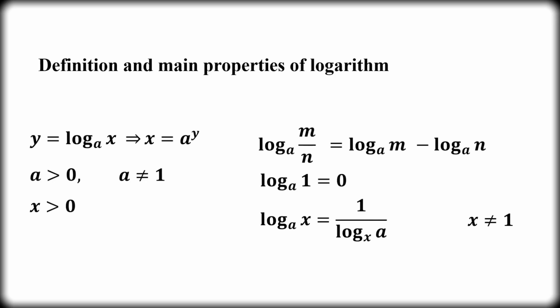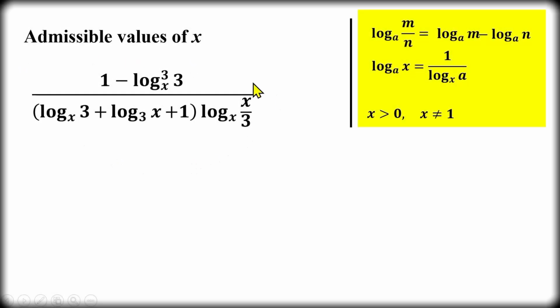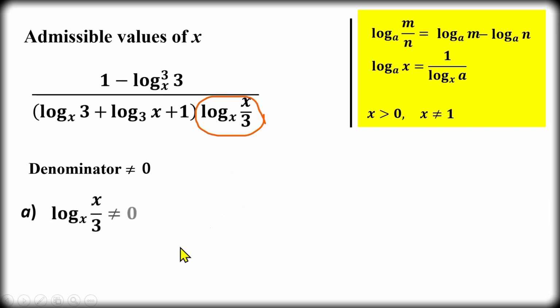Now we will find admissible values of x for our expression. Our expression is a fraction, so the denominator of this fraction has to be not equal to 0. It is possible only when both multipliers, which we see here, are not equal to 0. Let's start with the second one. It will be not equal to 0 only in the case where x over 3 is not equal to 1. So x is not equal to 3.